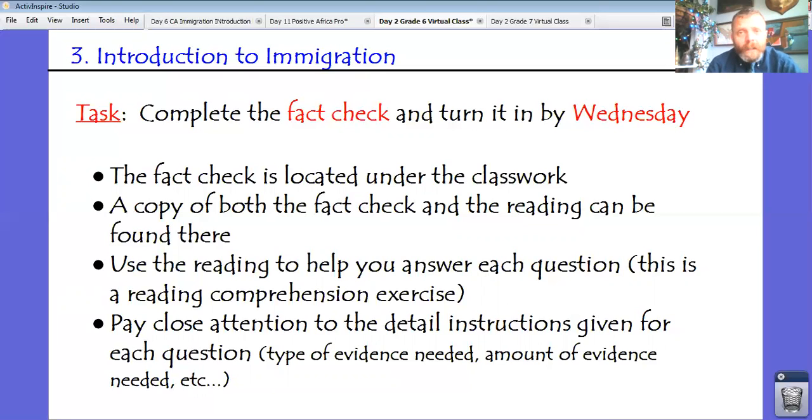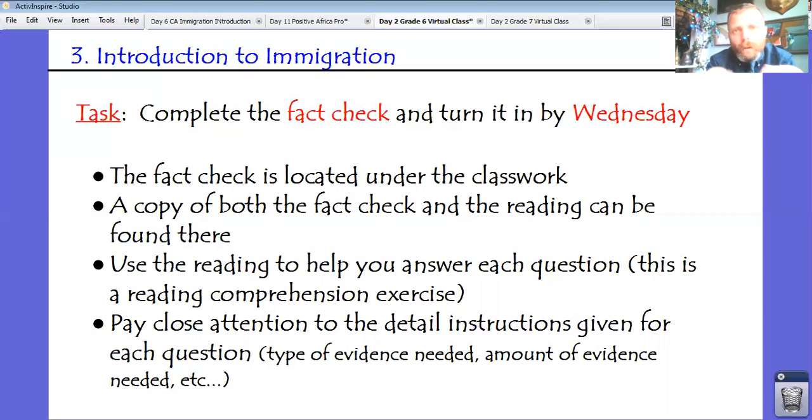Okay, so if you don't have your reading, don't sweat it. What you're going to do is open up the fact check and type your answers right on there. Everyone has their own copy, and when you're done, you're going to submit it and send it to me. This is the first time I've ever done this, so hopefully it works. Fingers crossed. Make sure you use the reading to help you out. This is a reading comprehension exercise, so don't just use your memory.